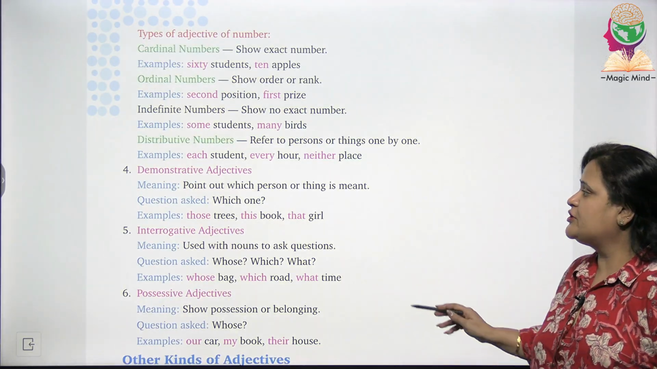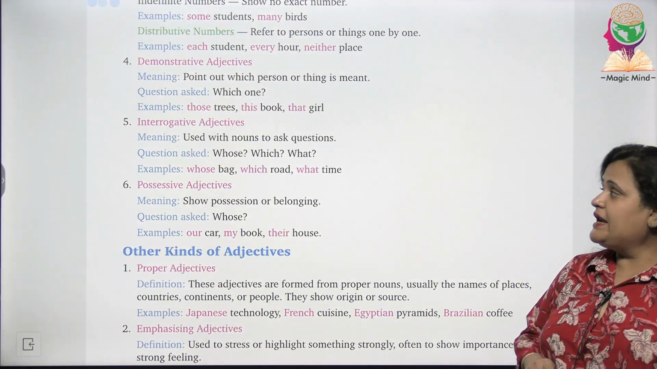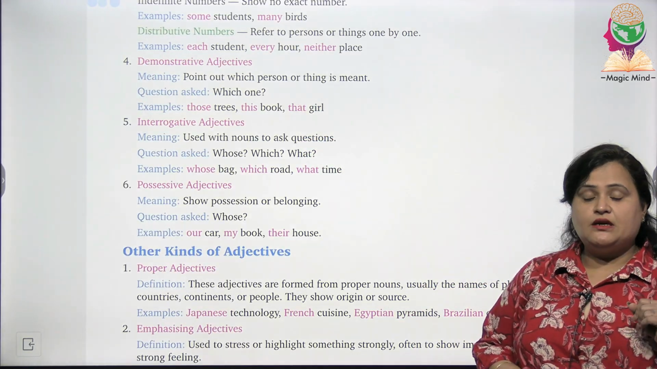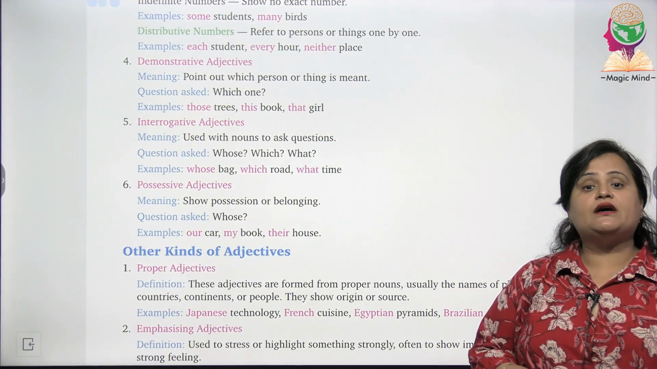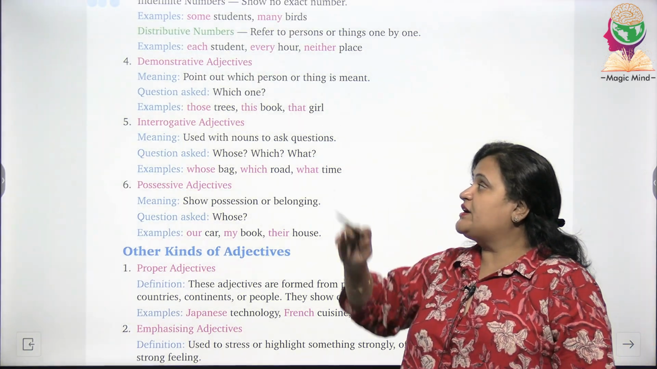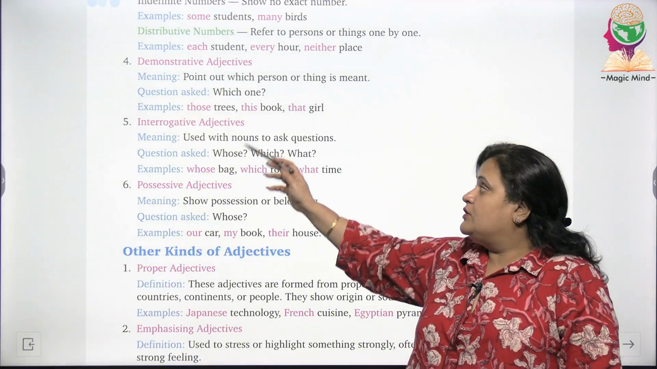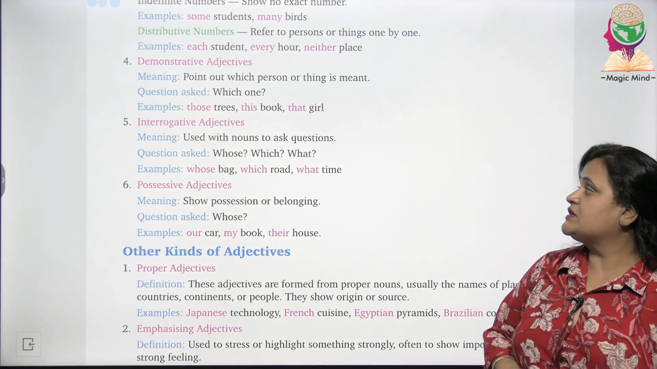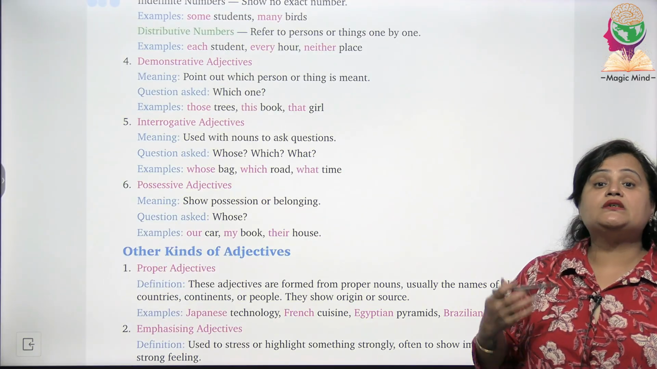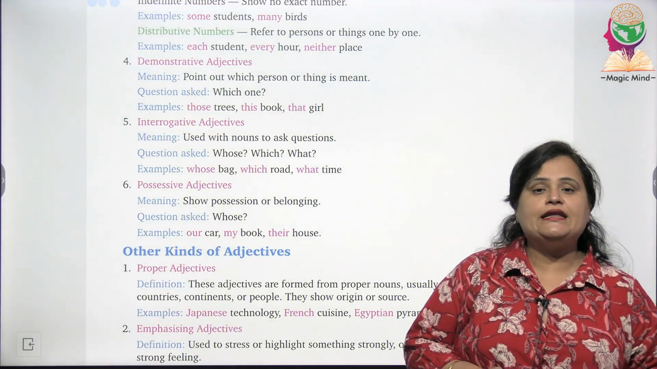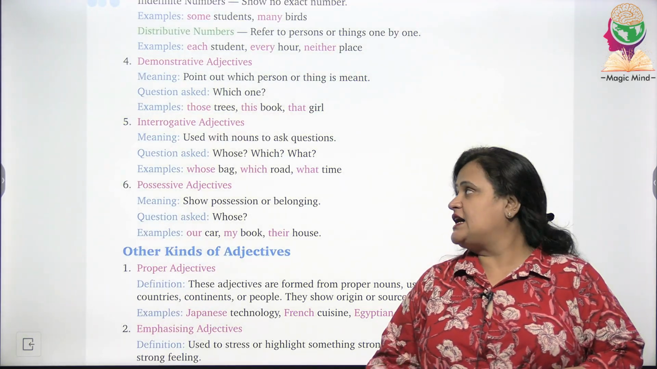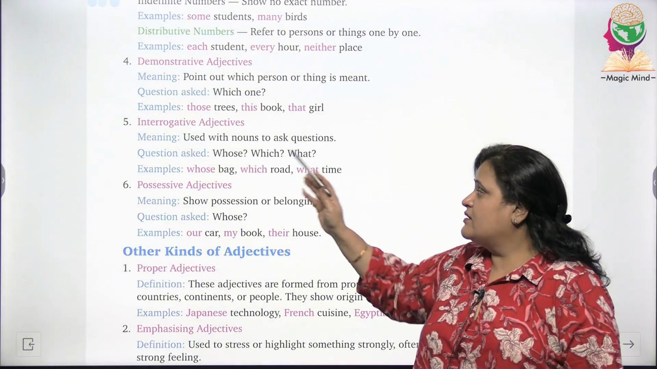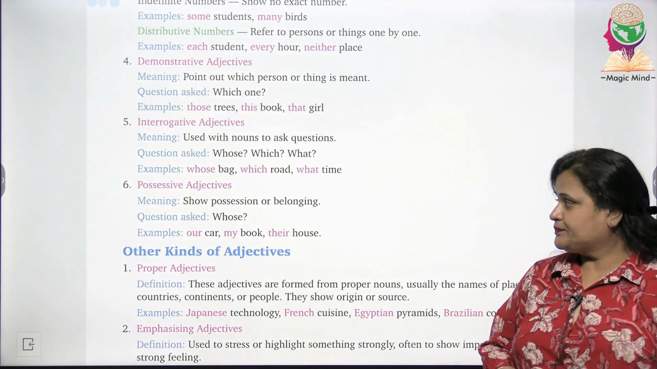फिर आते हैं हम demonstrative adjective पर. Meaning क्या है इसका? Point out which person or thing is meant. ये पॉइंट आउट करता है पर्सन्स पर, चीज़ों पर. सो इसका क्वेश्चन बनता है विच वन, दोज ट्रीज, दिस बुक, दैट गर्ल. इंटेरोगेटिव एडजेक्टिव्स यूज्ड विद नाउन टू आस्क क्वेश्चंस. क्वेश्चंस पूछने के लिए नाउन के साथ यूज किया जाता है. हुज, विच, व्हाट. हुज बैग, विच रोड, व्हाट टाइम.